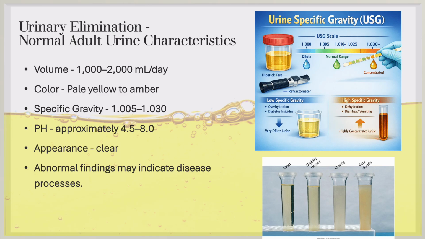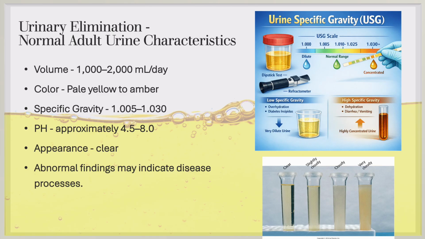Now, specific gravity refers to the urine concentration, how concentrated the urine is. If it's high, that means the urine is very concentrated. If it's low, that means the urine is more dilute and not as concentrated. So the normal range is 1.005 to 1.030. A higher one, as I mentioned, indicates dehydration, for example, where the urine is really concentrated, while a lower specific gravity may suggest renal dysfunction or excess fluid. If it's very low, then you have too much fluid in the body.